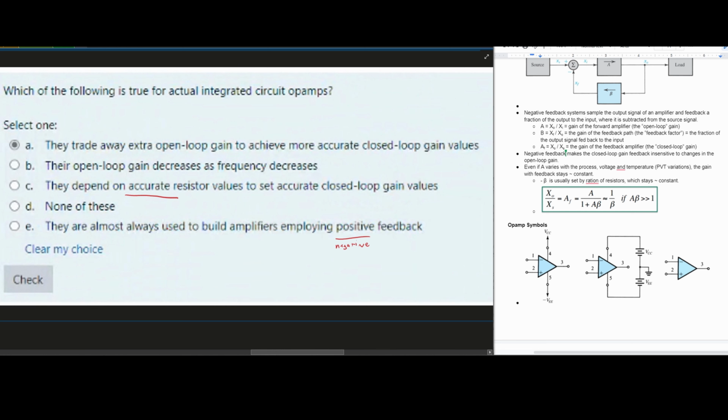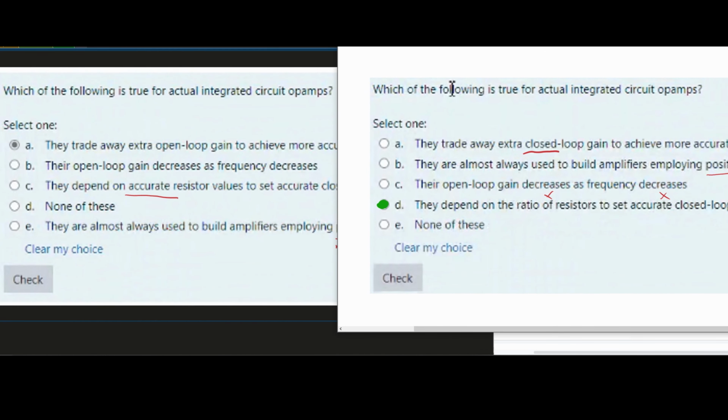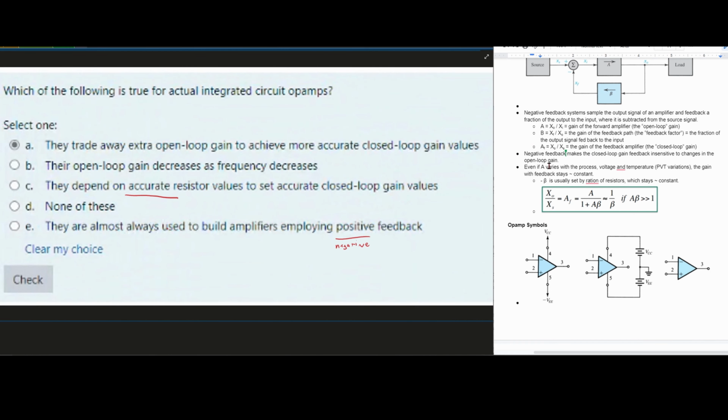Next, we look at their open loop gain decreases as frequency increases. Previously, we had that the open loop gain decreases as our frequency decreases, and this is the same thing. We said last time that the negative feedback makes the closed loop gain insensitive to changes in the open loop gain, and this is the same thing in reverse. So we are not decreasing or increasing since it is insensitive, and so this is false.